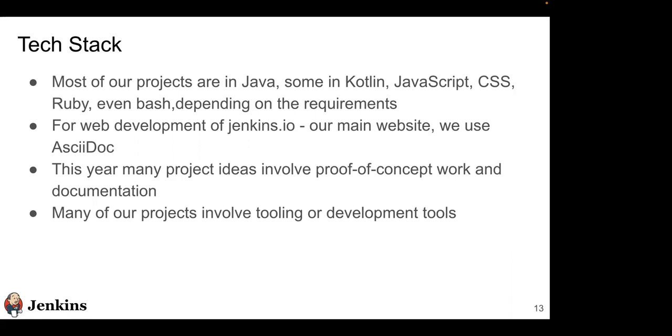And for the web development of Jenkins.io, which is a project idea we have for this year, for our main website, we use AsciiDoc. This year, many project ideas involve proof of concept and documentation, such as the website revamp I just talked about, and also some Android and OS projects. Many of the projects involve tooling or development tools, so it's a good idea to read up on these and do some research and make good proposals later on.